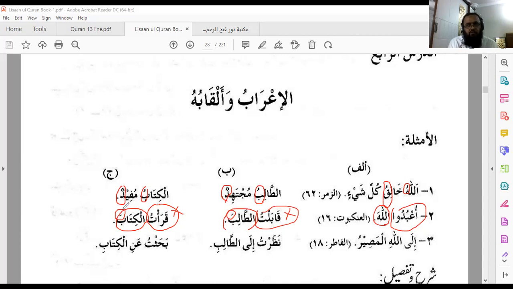If there is fatha, we will say there is nasab on it, and the ism is known as mansoob. Like lafz Allah has nasab and it is mansoob. Qabaltu taliba, now on that is nasab and it is known as mansoob. Qara'atul kitab, al-kitab, there is nasab on it, and that is why it is known as mansoob. Okay, I hope that everything is clear now.